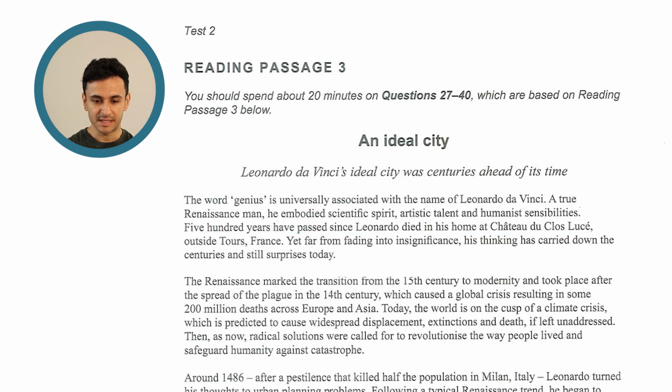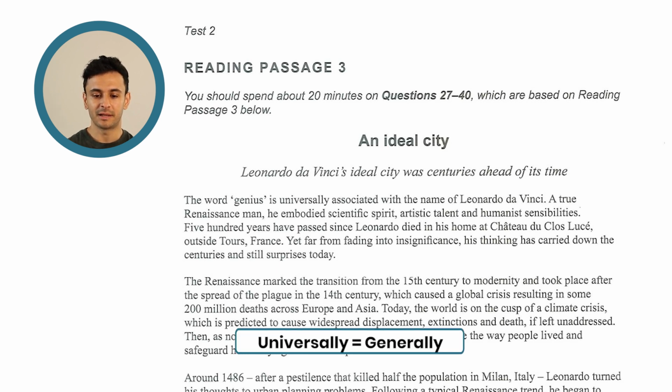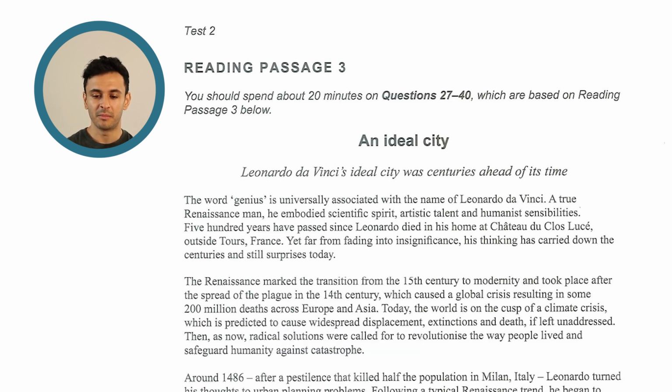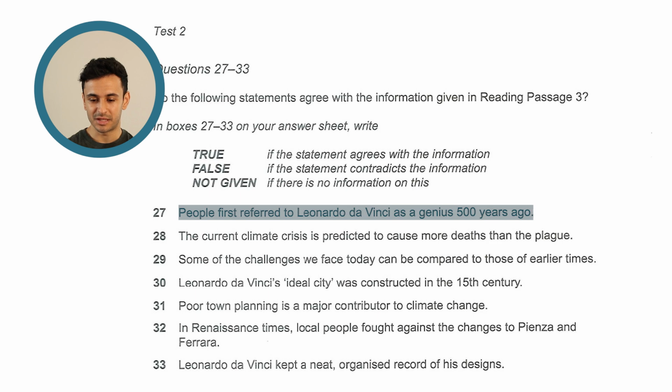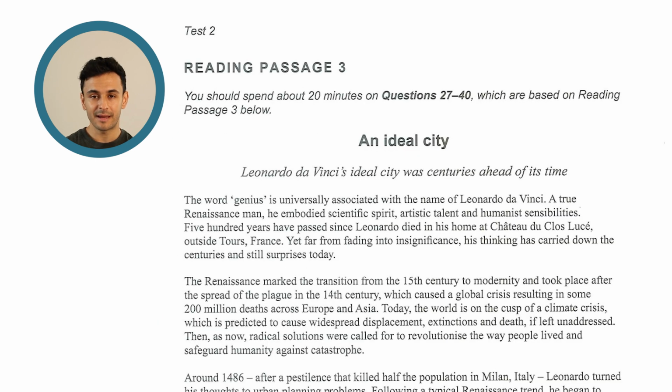The word genius is universally associated. It doesn't say it was first associated. It's universally, generally associated with the name of Leonardo. So we know him as a genius, but I don't know when he was first referred to as a genius, and that's the annoying part. Based on that, the statement says people first referred to Leonardo as a genius 500 years ago. I'm going to say not given.